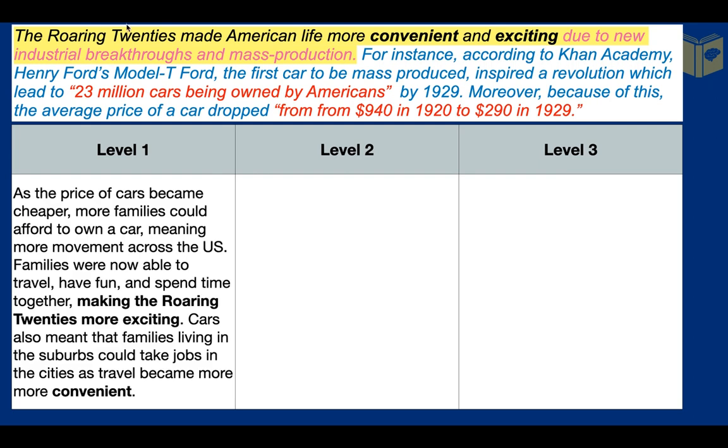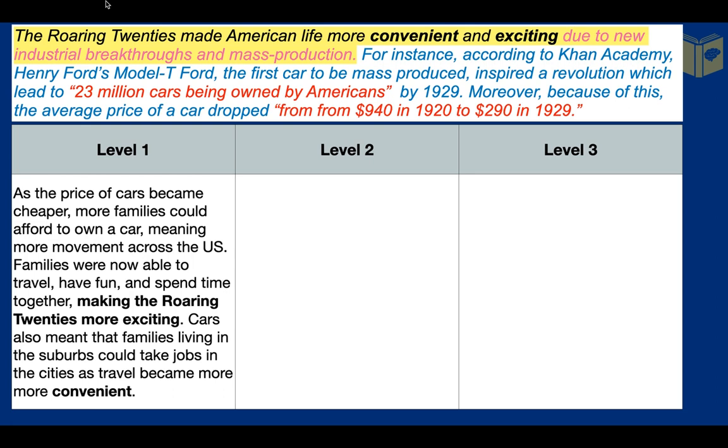That's exactly what I've written here. As the price of the cars became cheaper, more families could afford to own a car, meaning more movement across the US. Families were now able to travel, have fun, and spend time together, making the Roaring Twenties more exciting. Do you see how I've linked my analysis to my claim? Everything needs to be connected. I cannot stress that enough. Cars also meant that families living in the suburbs could take jobs in the cities as travel became more convenient. Again, linking it to my claim.